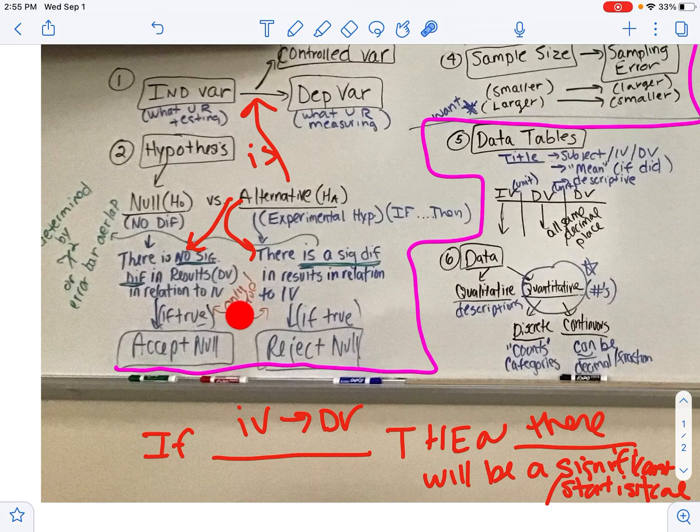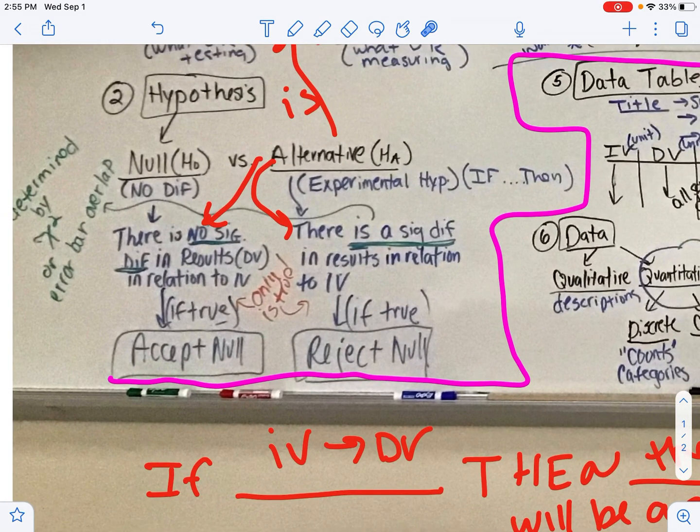But this says here only one of these is true. Okay, so only one is true. Either the null, just think of the null hypothesis of no difference. Either there's no difference between your groups, no significant difference after you test it, or there is a significant difference between your groups. And the answer for those two is not subjective. You'll either do a chi-square or use error bar overlap to tell you which.